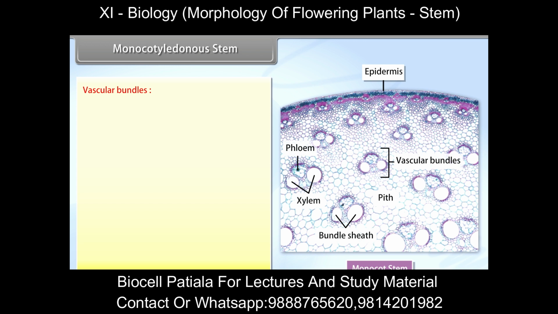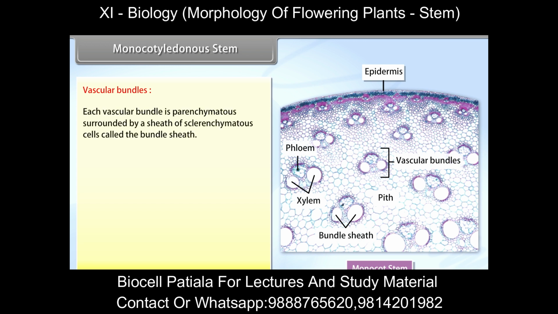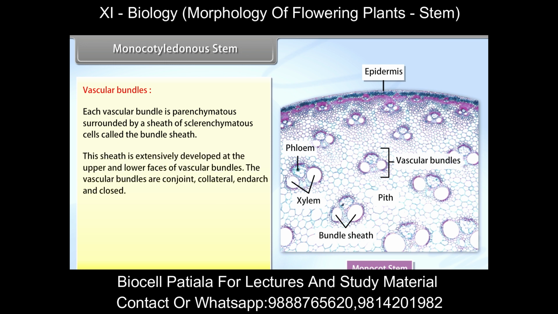Vascular bundles. Each vascular bundle is surrounded by a sheath of sclerenchymatous cells called the bundle sheath. This sheath is extensively developed at the upper and lower faces of vascular bundles. The vascular bundles are conjoint, collateral, and closed.